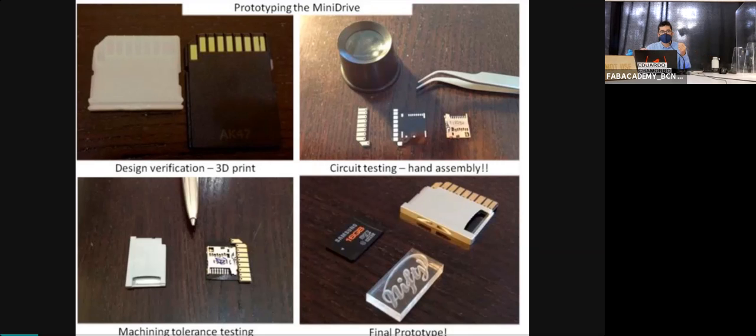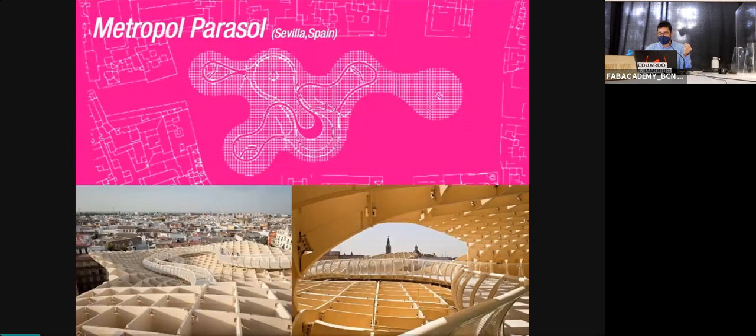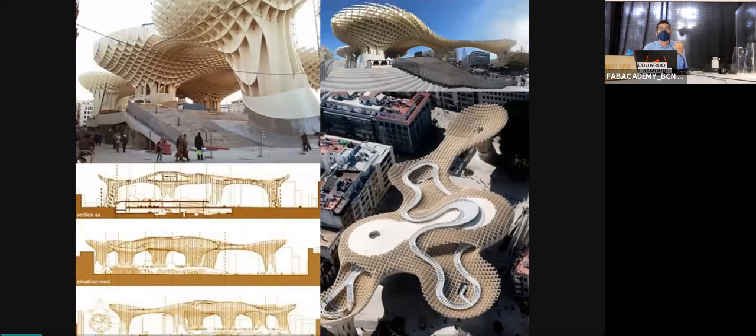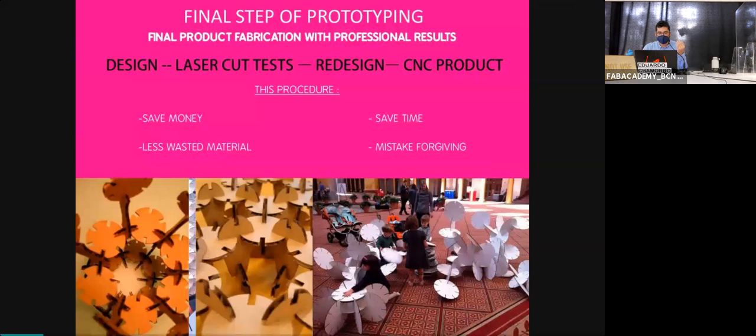So when you want to test something, a new design, you never go to the final material first. Let's go a little bit into another example. For example, the Metropol Parasol in Sevilla is a full CNC cut structure that is huge. This is massive. Of course, it's not cut at once, it's cut into several small parts to actually produce this. So this is about the step of prototyping. Why do you want to go to the laser cut before the CNC?